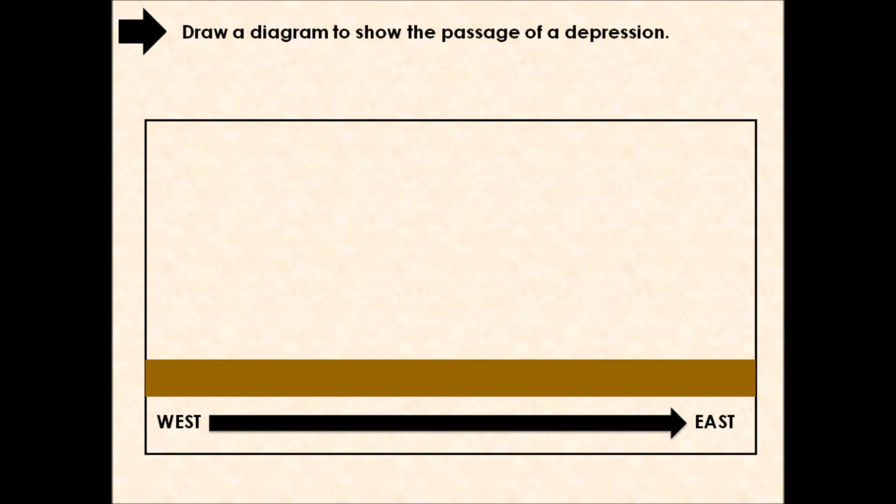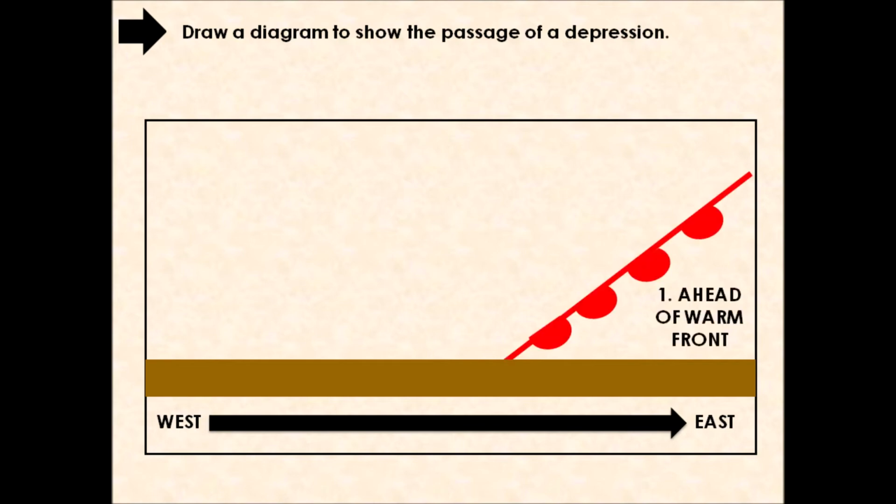Now, when it comes to the passage of a depression, the first stage of a depression is what we call ahead of the warm front. So I've just indicated the warm front here with a red line with semicircles on, and this is what a warm front would look like on a synoptic chart, which is a weather map that meteorologists use to tell us the weather forecast. So the first stage of a depression is when we are in a location ahead of the warm front. So if you are a person standing at the start of a passage of a depression, you are ahead of the warm front. You are in front of it.